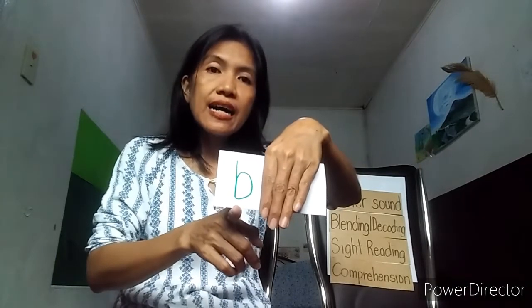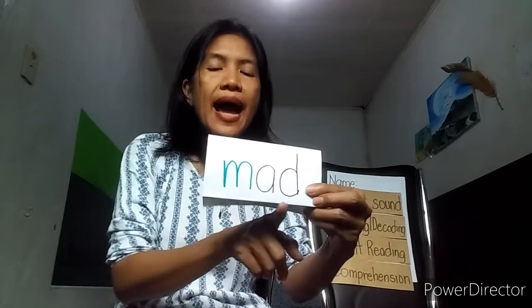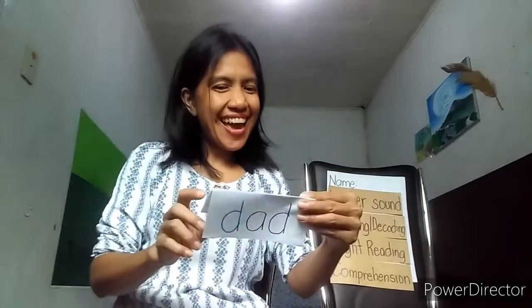Let's review first the initial letters. It's this one, b. Okay, and we have d. Yes, we have l. We have p. Are you ready to play with the words that we have for today? Here. What's this? Ad. Mad. Again? Ad. Mad. This one? The ad. Dad. Yes!